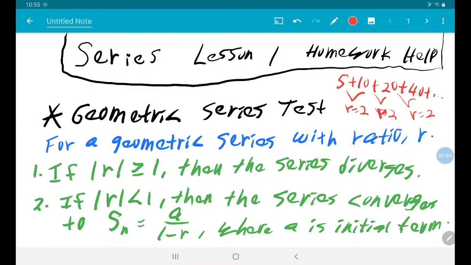Now what the geometric series test says is basically this. For a geometric series with ratio r, if the absolute value of r is greater than or equal to 1, the series diverges, which means basically it's just going to get really huge up to infinity, or really small to negative infinity. This one right here is a classic example of a divergent series.